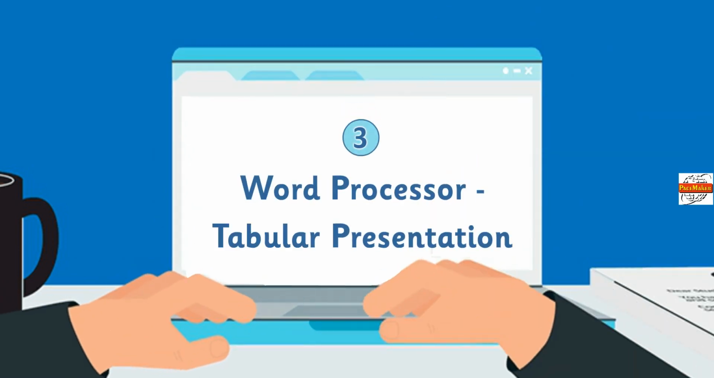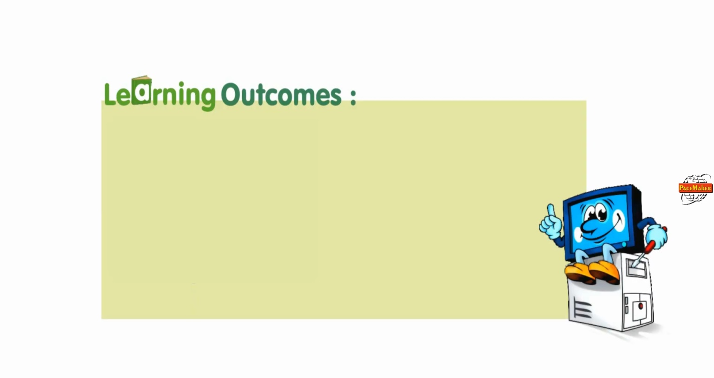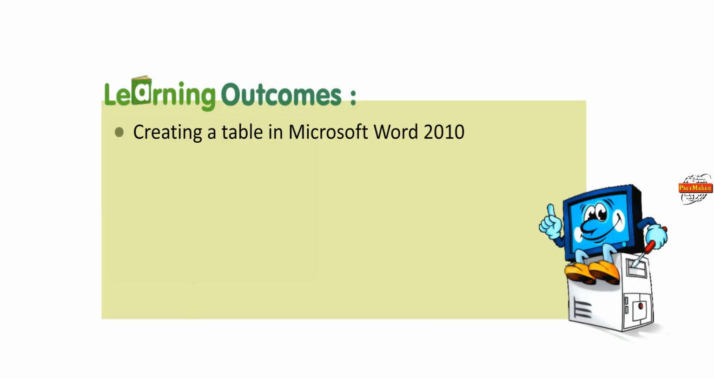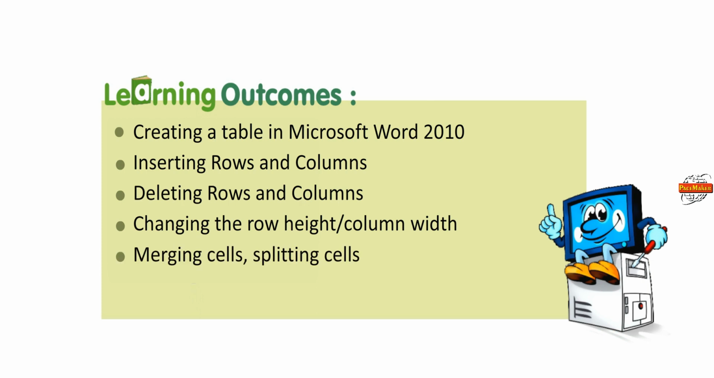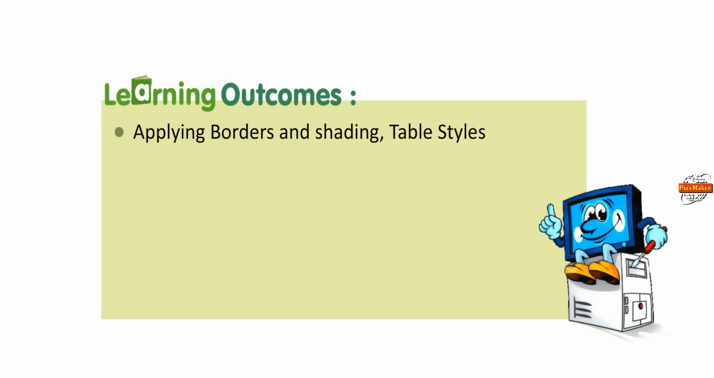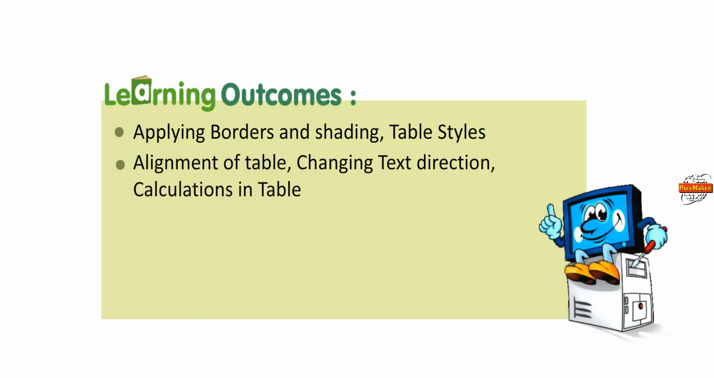Chapter 3, Word Processor: Tabular Presentation. Learning outcomes: Creating a table in Microsoft Word 2010. Inserting rows and columns. Deleting rows and columns. Changing the row height, column width. Merging cells. Splitting cells. Moving and resizing tables. Applying borders and shading. Table styles. Alignment of table, changing text direction, calculations in table.